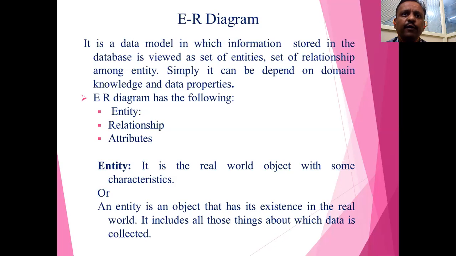Characteristics means each and every object has its own specifications. Suppose a student: the student has a student number, student age, address, mobile number, and a lot of other things that you can explain. Or, as a second definition, an entity is an object that has its existence in the real world. It includes all those things about which data is collected.